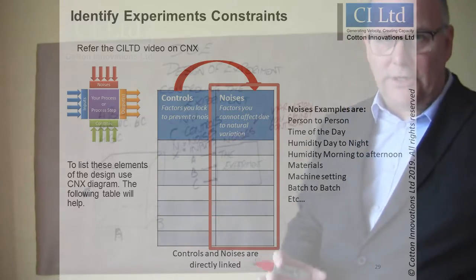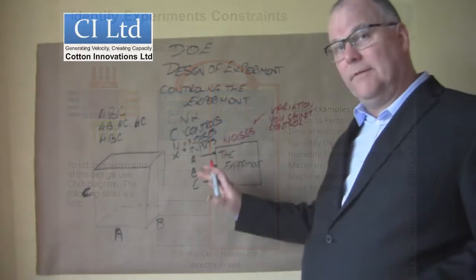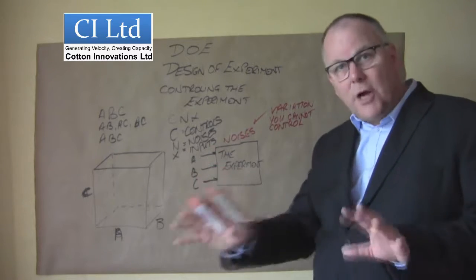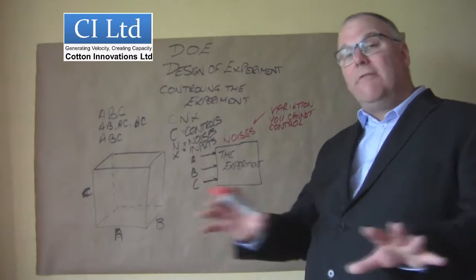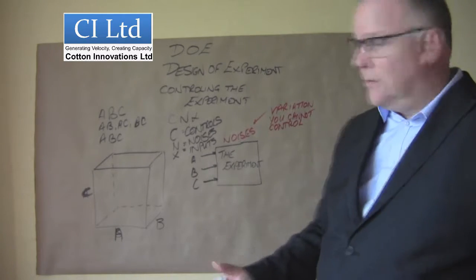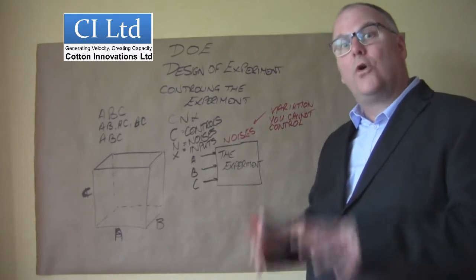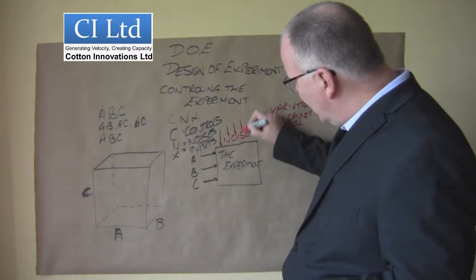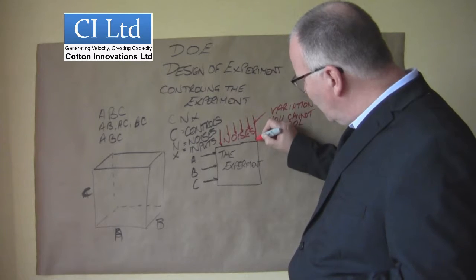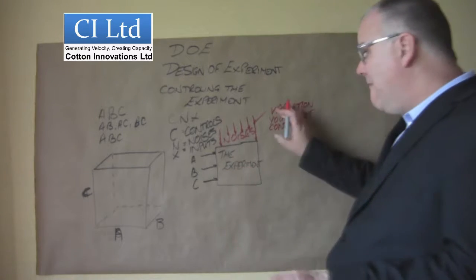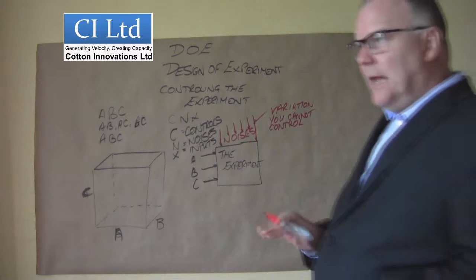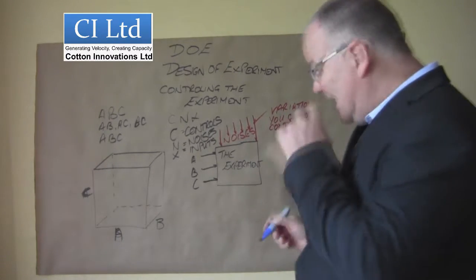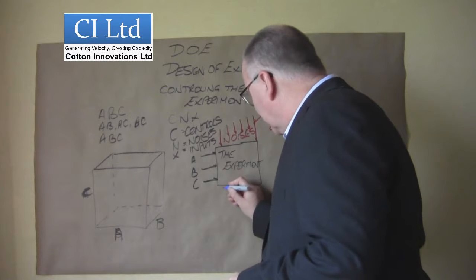Humidity might be a noise that you can't control, and your experiment is sensitive to it. Batch to batch variation of components, the different types of operators that you're using, the different ways of working, the different materials they use, all those things are called noises, and these noises will drive my experiment. What I've got to make sure is I've understood every one of those noises. What I then need to do is think about my controls. Now, what do I mean by my controls?